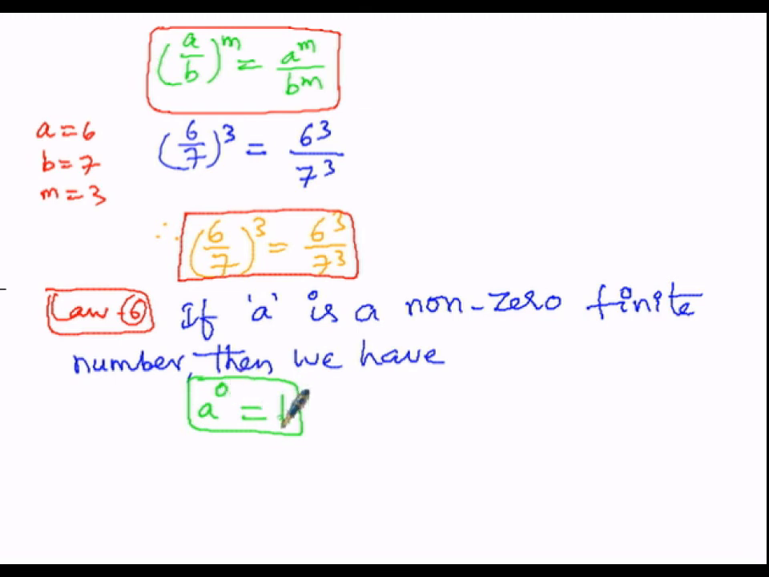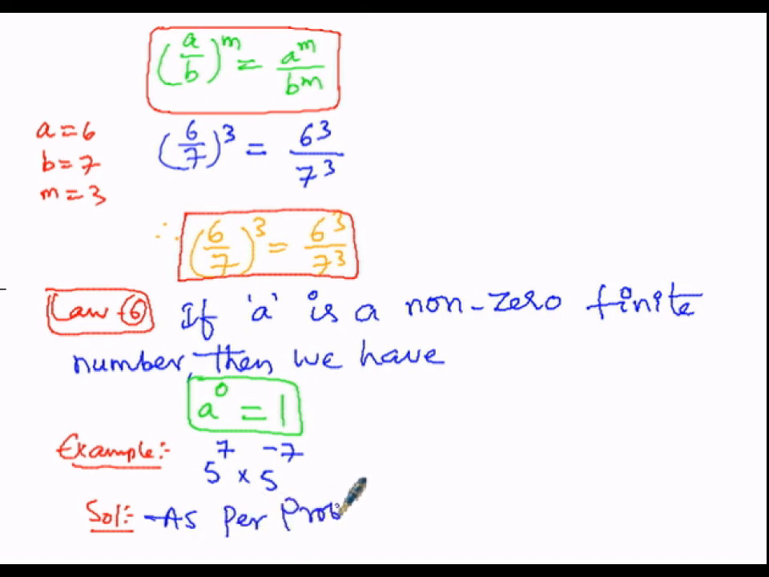Here let us perform one example under this: 5^7 into 5^-7. Now solution starts now. See here, as per the problem, we have 5 power 7 into 5 power minus 7.